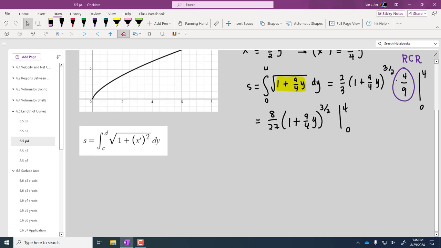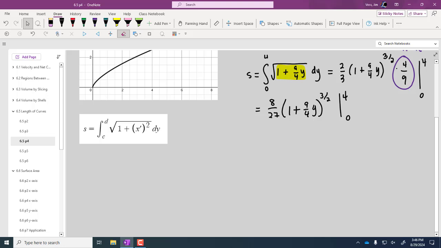Okay, so then there's our final antiderivative, and then we just have to plug in our limits of integration.